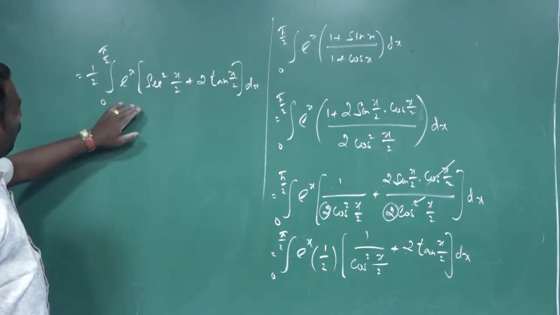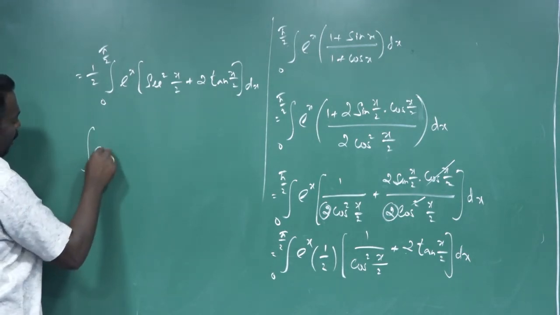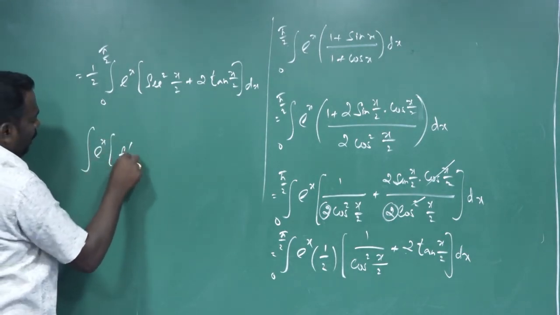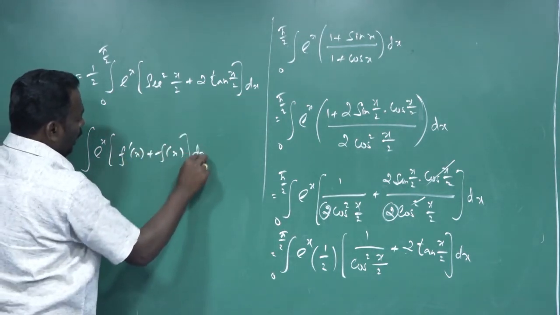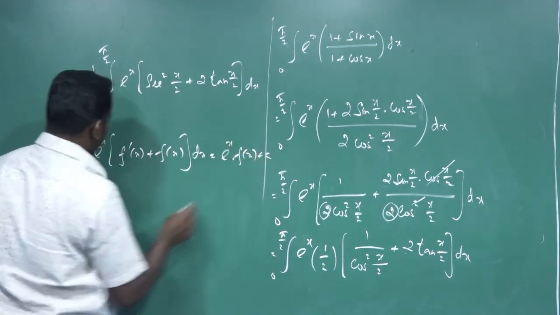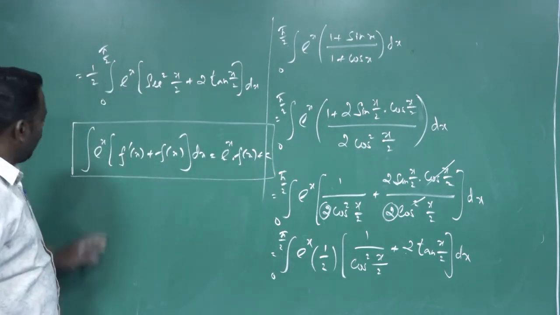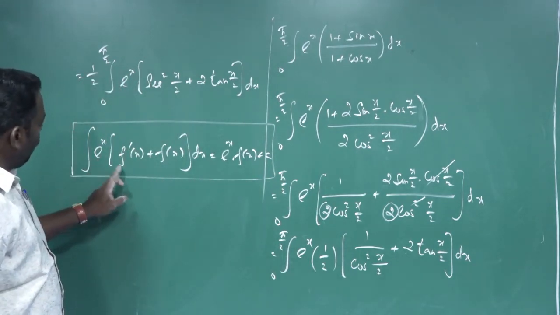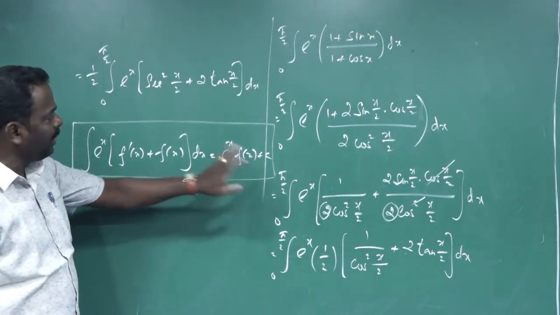Now we simplify this step by applying the 11th integral formula: the integral of e^x (f'(x) + f(x)) dx equals e^x f(x) + c. Apply this integral formula. You remember this formula: integration of e^x times f'(x) plus f(x) dx equals e^x f(x) + c.